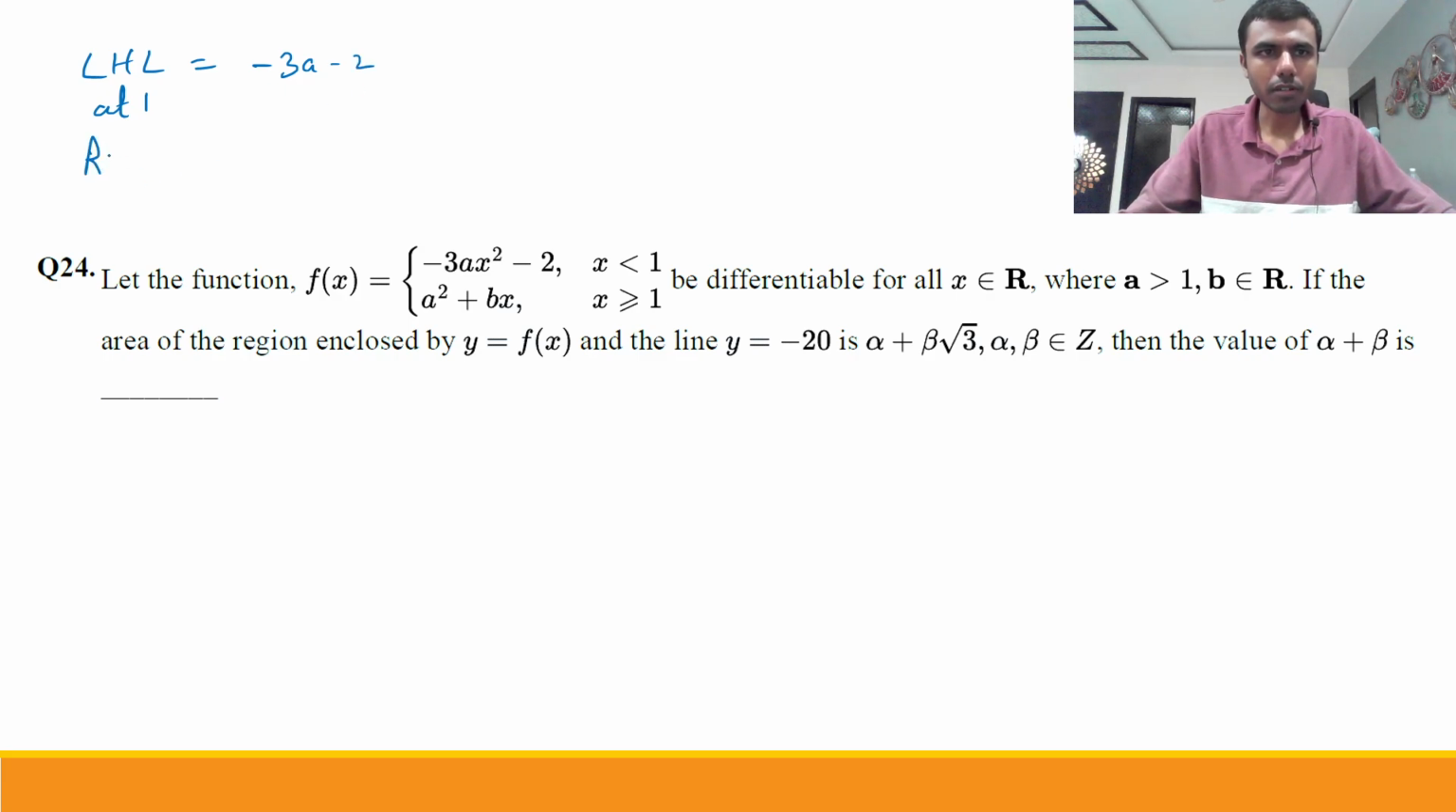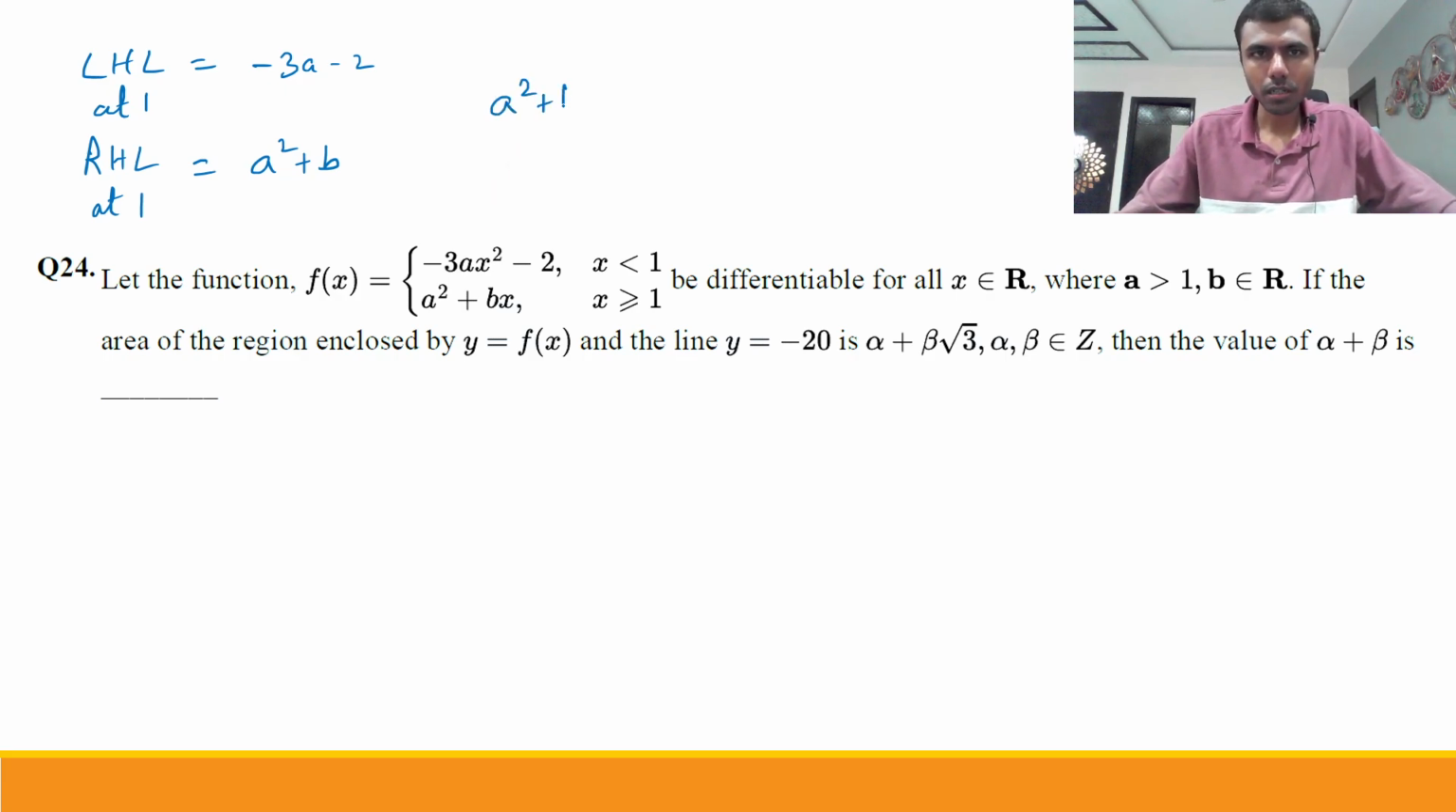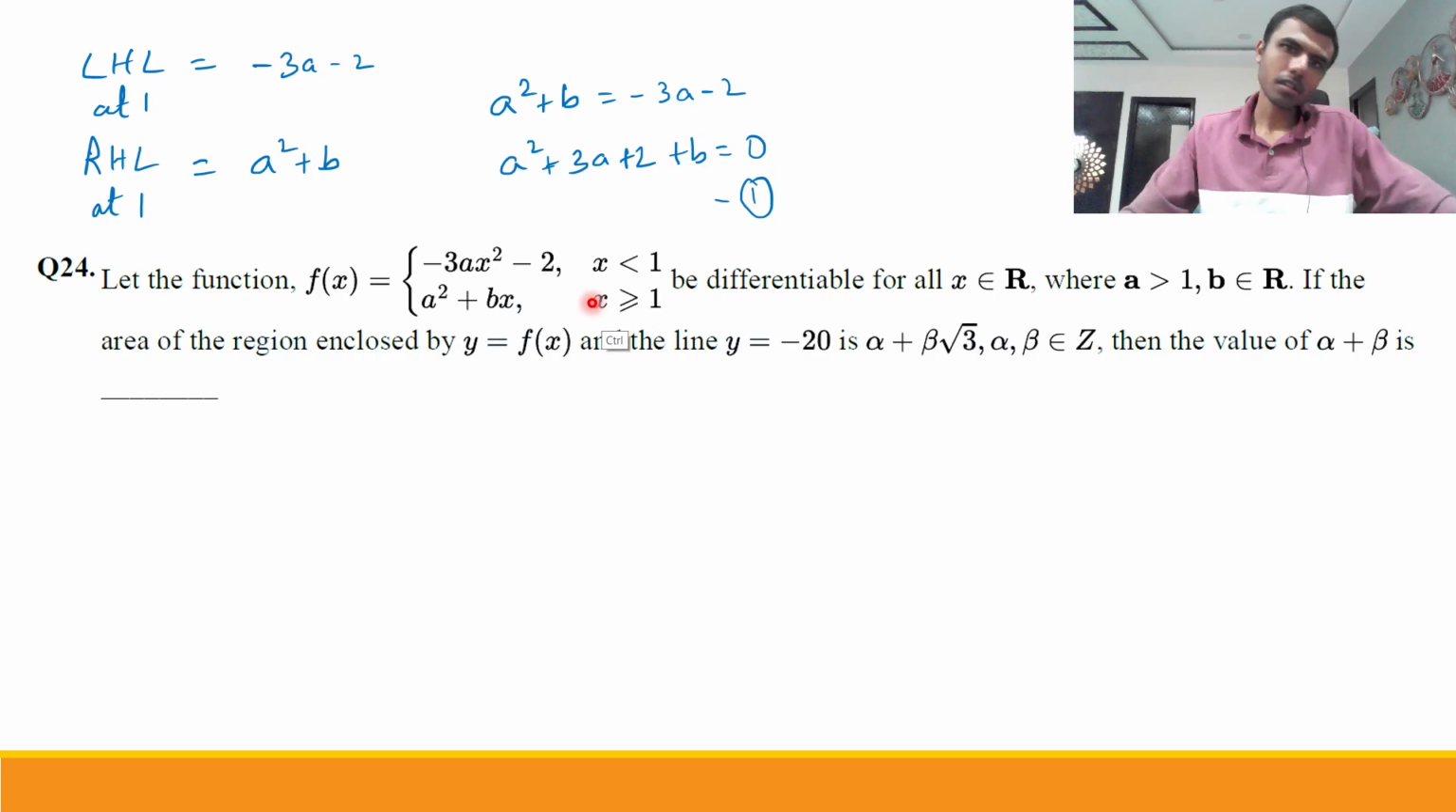And what is RHL at 1? In this, just put x as 1, so it would be a square plus b. Fine. So LHL is equal to RHL, since the function is continuous. So my first equation is a square plus b equal to minus 3a minus 2. So a square plus 3a plus 2 plus b is equal to 0. This is my first equation.